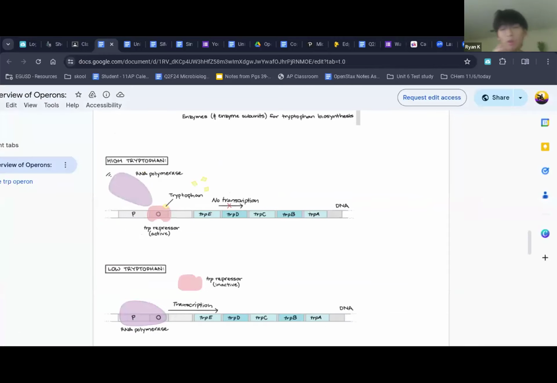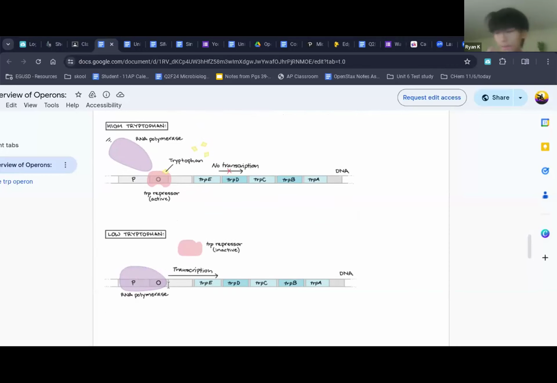And then if there's a low amount of tryptophan, the body, no, not the body, this is prokaryote, not eukaryote. The prokaryote needs that certain protein, so it's going to bind to the promoter, and probably with the activator too.